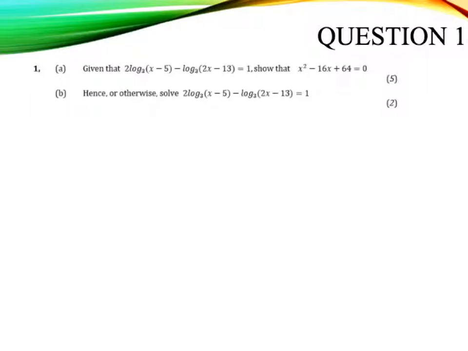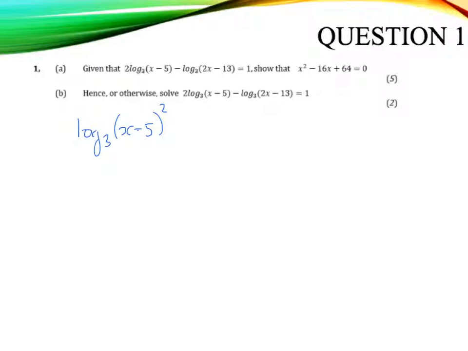So let's look at the first part. We've got 2 log base 3 of x minus 5. Can we write that in a different way? Let's try. We've got log base 3 of x minus 5, and there was previously a 2 in front of it. That is the same as having this part here squared. So let's turn that into a squared.